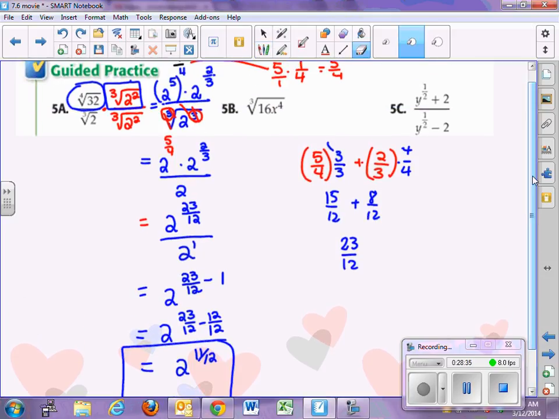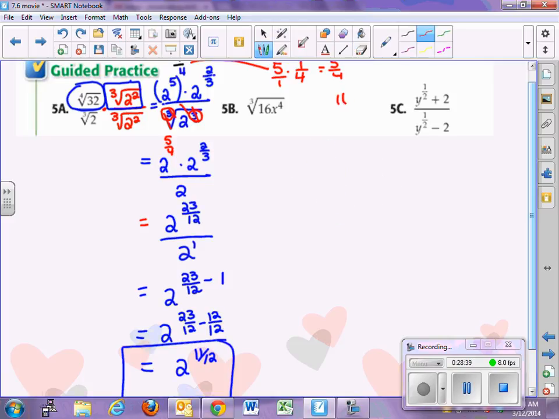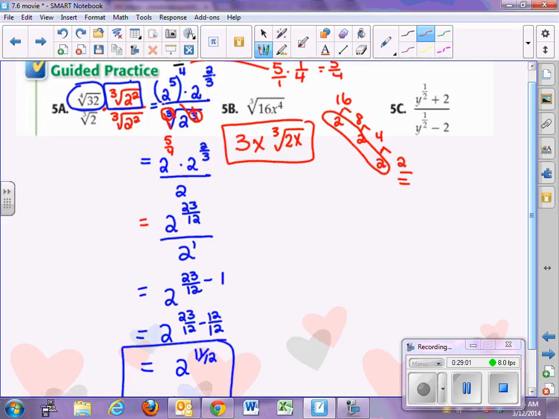Okay, 5b. The cube root of 16. 16 is 2 times 8, 2 times 4, 2 times 2. Anytime I can pull out 3 numbers that match because I'm doing the cube root, I do. I pull out a 3, and I can pull out an x. But I'm left with the cube root of a 2 and 1 more x. So that would be my answer.